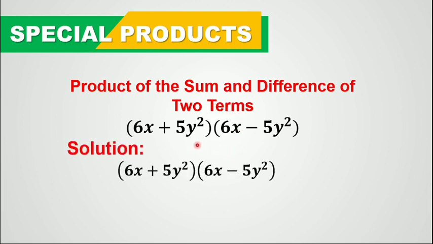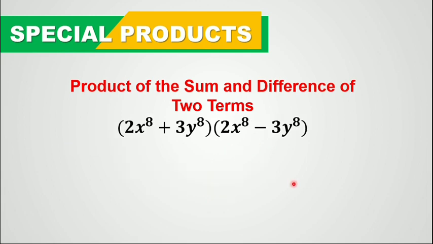So solution, just square the first term. So quantity 6x squared, that's 6 squared, that's 36. X squared, that's x squared. And then minus, as always, the square of the second term. So 5 squared, that's 25. Y squared, that's going to be y to the fourth power. So this is the answer for this particular problem.